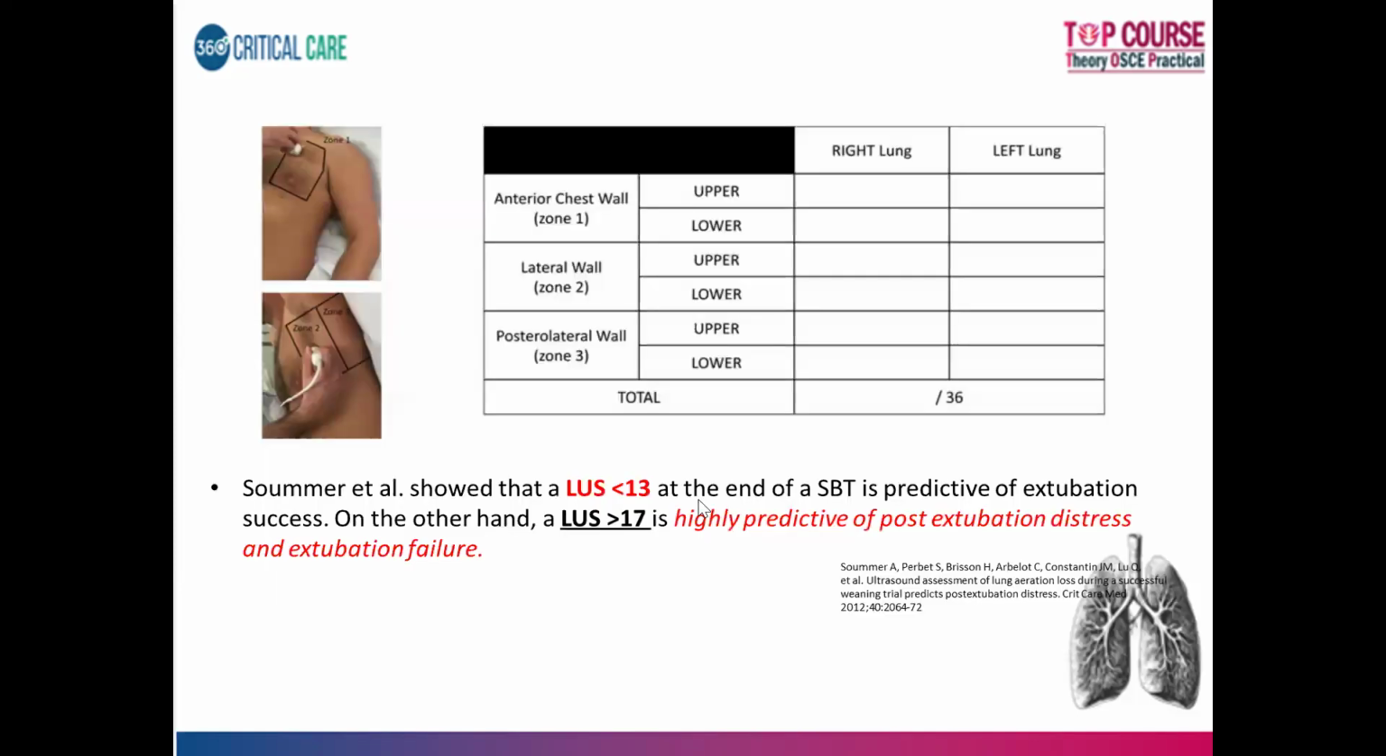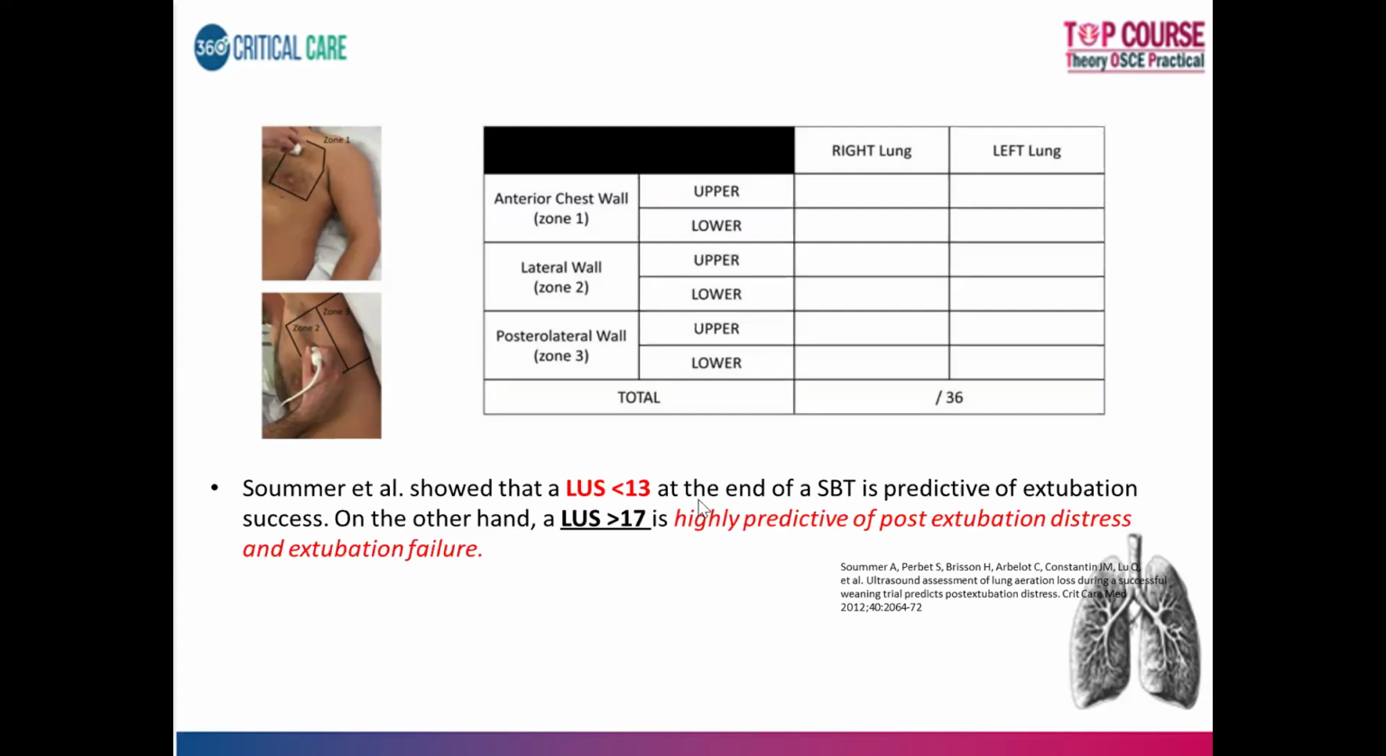So I told you this is going to be categorized as the anterior chest wall, lateral, and the posterior. Including all of them, you will have roughly how much? Right lung, left lung. Totally you have 18 on each side, so totally 36. When you have 36 as the number, what they have usually found is, if there is a lung ultrasound score of less than 11, it is an excellent score. The patient can be extubated with an accuracy level of more than 90-95%.